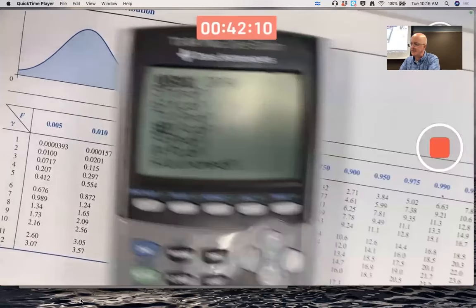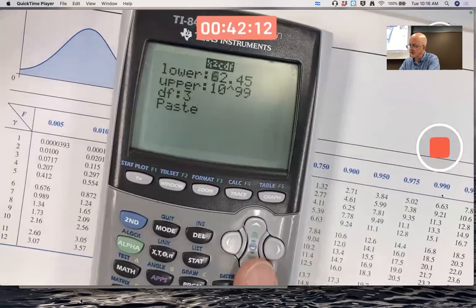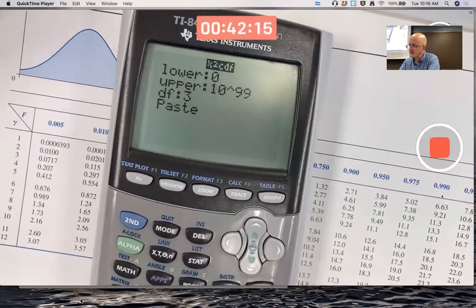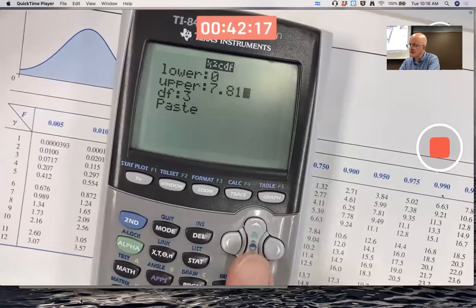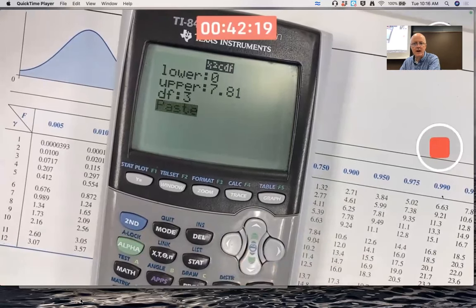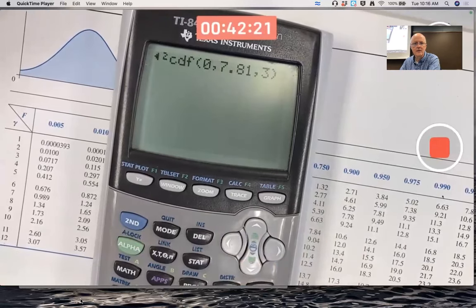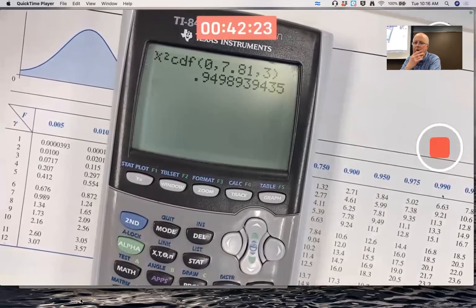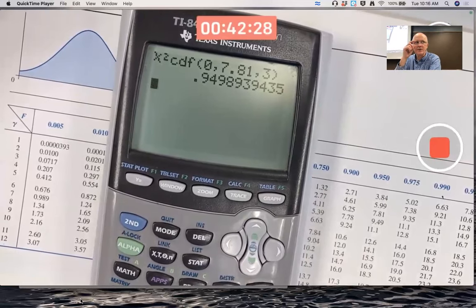And then you could test it with the calculator if you wanted to. So this should give 0.95. Yeah. Okay. So yes, you can do it in terms of rejection region without figuring out a p-value, but you should feel comfortable either way.